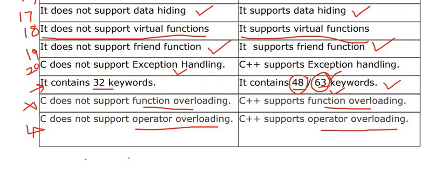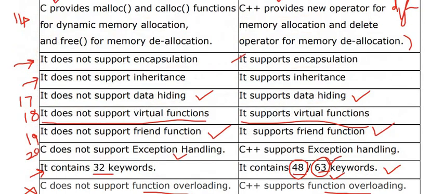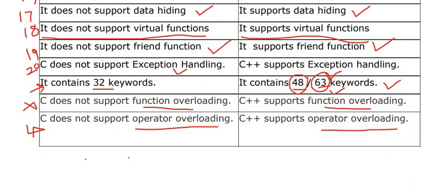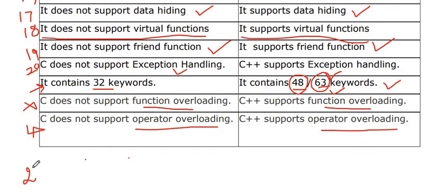These are the differences between C and C++. Totally we have seen almost 23 differences between C and C++. If you want, you can add some more differences, two or three differences between C and C++.